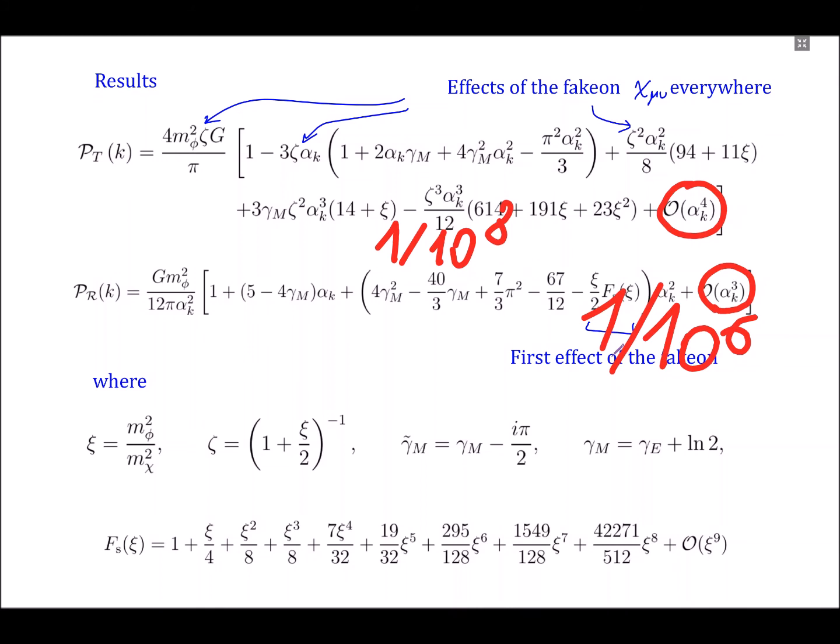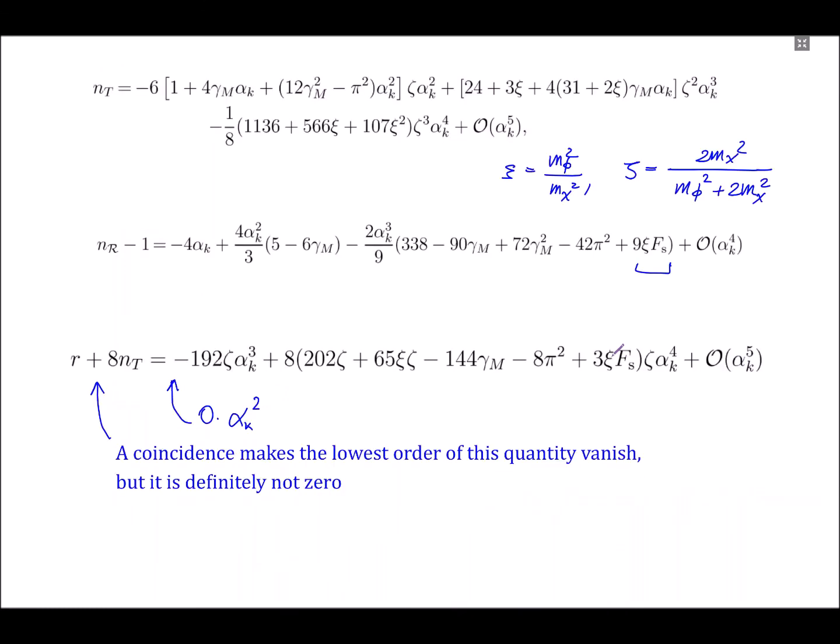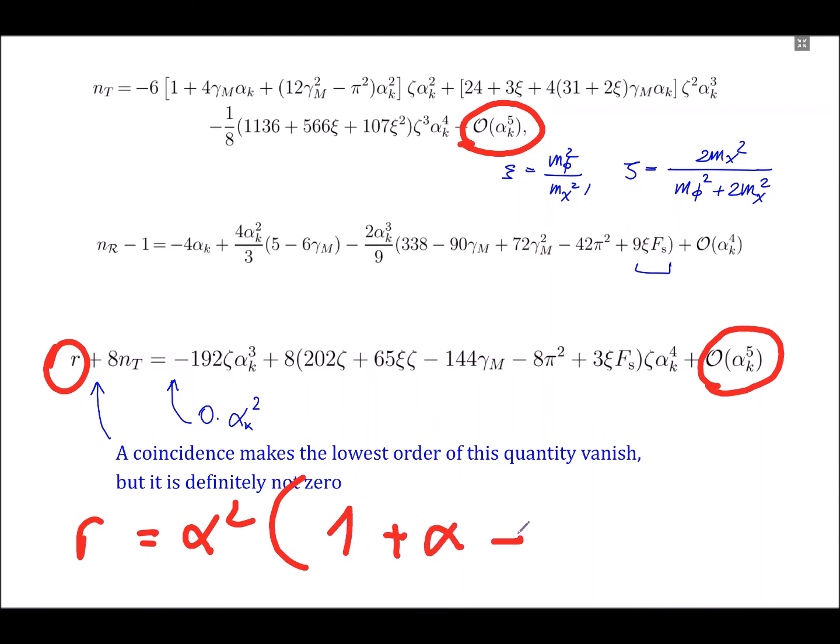So when you compute the tensor to scalar ratio R, it is basically this thing plus 8 times the tilt. And you see in this thing you have a coincidence that makes the lowest order disappear, but that's just a coincidence. In many models it is found to be 0, but that's only because they stop at lowest order. So here the correction is up to alpha 5, and this is alpha 5 as well in NT. So when you combine them, R is determined up to alpha 5. But remember, there is an alpha squared. So R is alpha squared times 1 plus alpha squared. So the relative error is alpha cube, not alpha 5, because there is an alpha squared.